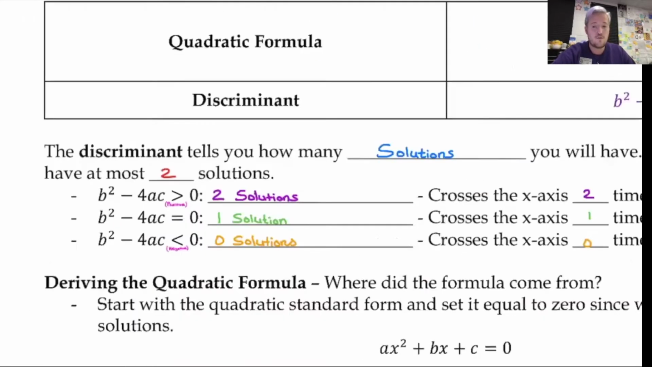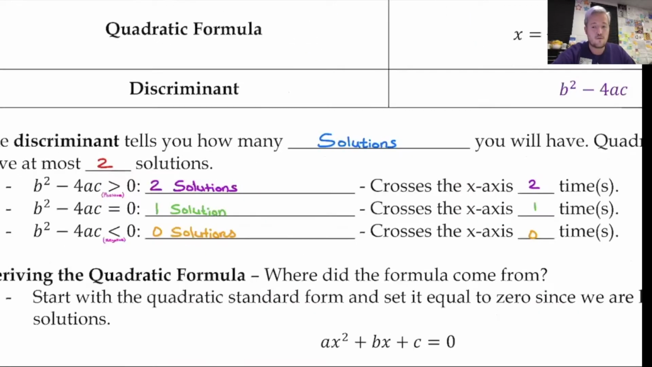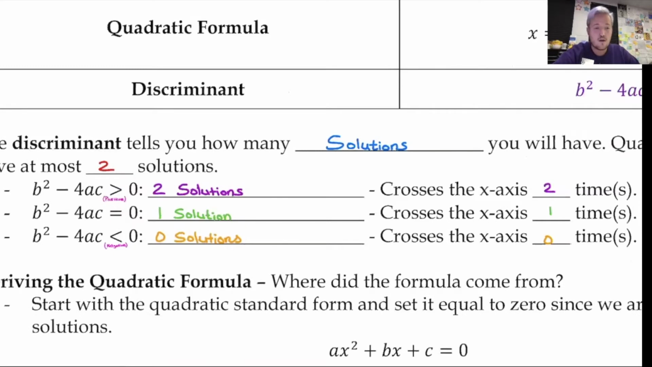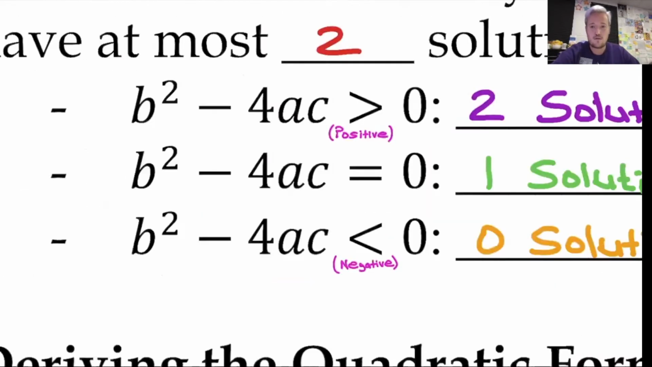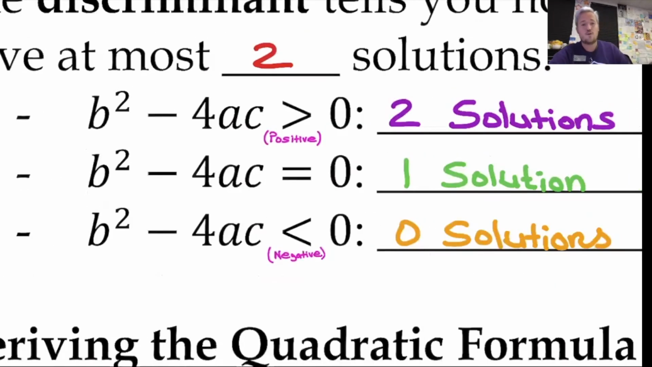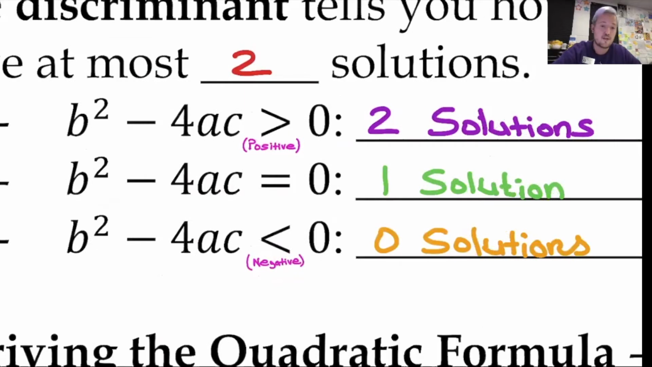All right, so if you want to pause it here and write this down, you can. The discriminant is going to tell you how many solutions you have. So over here, this kind of gives you the ins and outs of it. So if your discriminant is positive, or if it's bigger than 0, then you have 2 solutions. If it's equal to 0, you're only going to have 1 solution. And if it's negative, you're not going to have any real solutions.